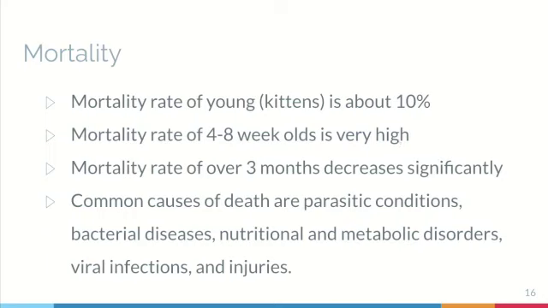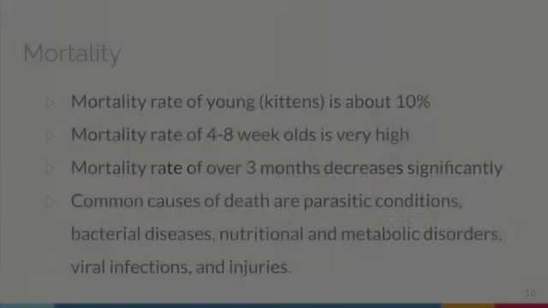The mortality rate of the young rabbits, which are called kittens, is about 10%. Mortality rate of 4 to 8 week old rabbits is very high. And then the mortality rate of over 3 months old rabbits decreases significantly. The common causes of death in rabbits are parasitic conditions, bacterial diseases, nutritional and metabolic disorders, viral infections, and injuries.